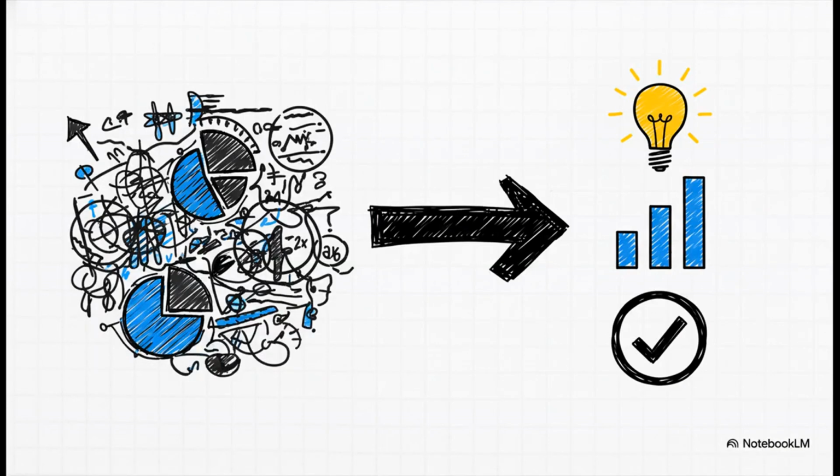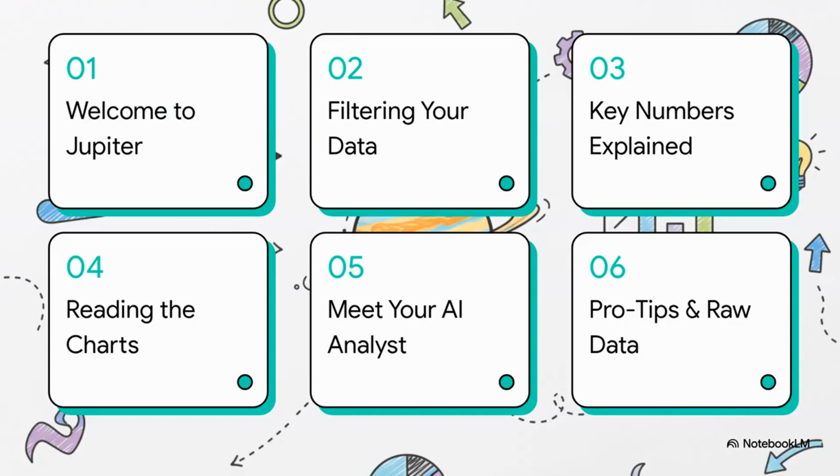It takes all those numbers and turns them into simple visuals and real insights, so you can get the answers you need fast. So, here's our game plan for this quick tour. First, we'll just get oriented with the dashboard. Then, and this is super important, we'll master filtering. After that, we'll break down the key numbers and charts, I'll introduce you to your personal AI analyst, and we'll wrap up with a few pro tips.